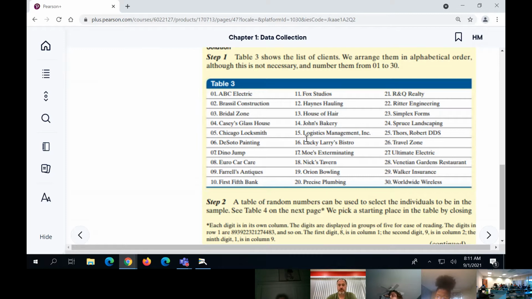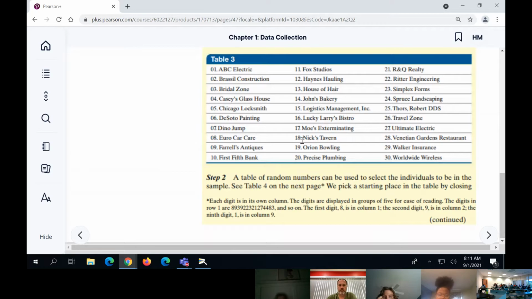Now this is not in the table. This is what the table consists of. Everybody with me? So 1 through 30, 2 digits. Then they look up a table. Now my question is, where does this table come from? You can generate a table through Excel, but I am not going to show you how to do that because you don't need to do that on the test.